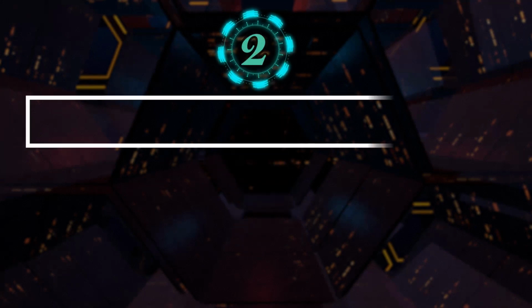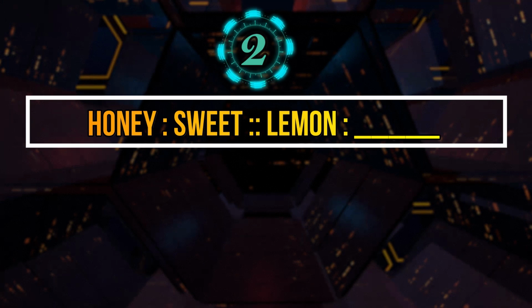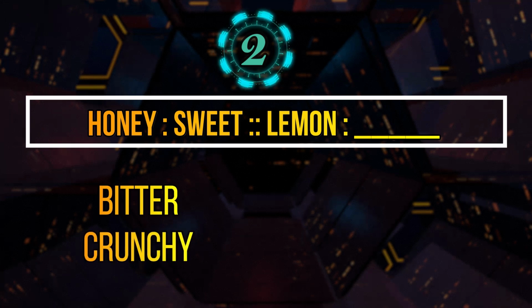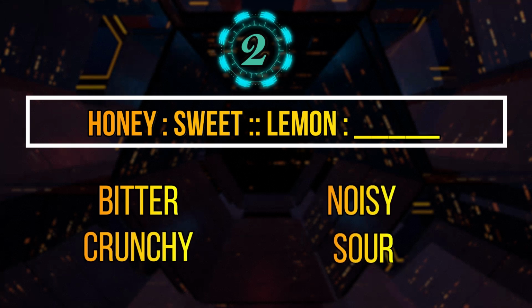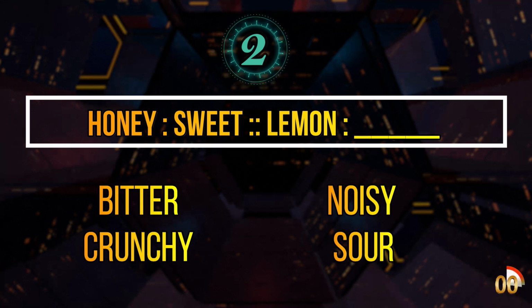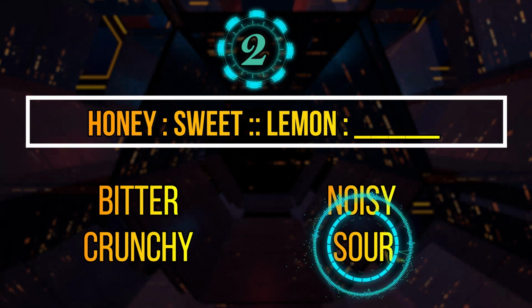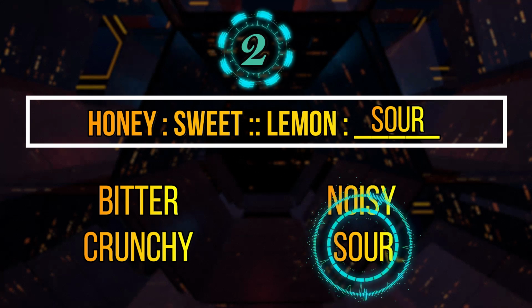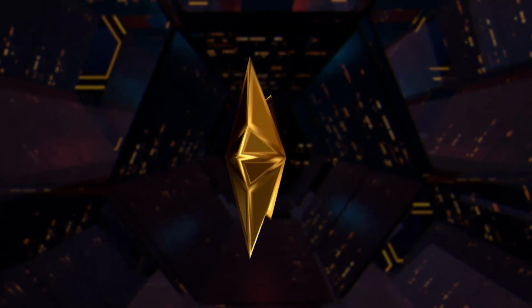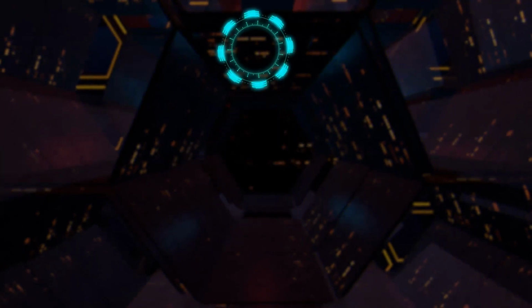Number 2. We have the words honey, sweet, lemon, and blank. Is it bitter, crunchy, noisy, or sour? And the correct answer is sour. And this is a description analogy. Here's your star for your correct answer.